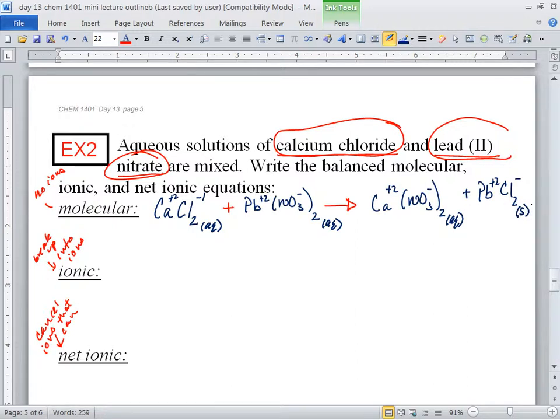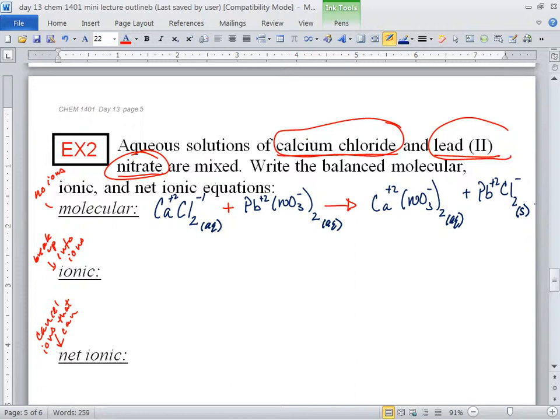Now this is where I always forget. I want to keep going, but you got to check and see if it's balanced. Right? I have 1 calcium on both sides. I have 1 lead. I've got 2 chlorides, and I have 2 nitrates. So I'm okay. But remember to check to see if you're balanced. If you're not balanced, you got to put some stoichiometric coefficients there to balance it. I almost always forget that.